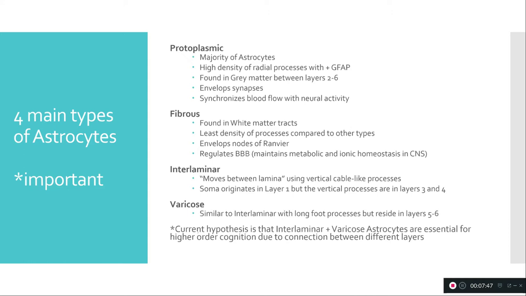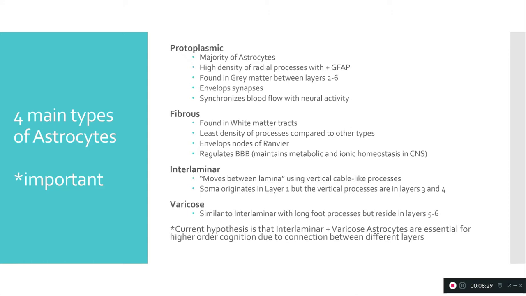Okay. Interlaminar astrocytes. They're going to move between lamina. So interlaminar, it gets it from the name, using vertical cable-like processes. So in this case, their processes are oriented in a specific way. And their soma, again, soma means body, so the body of the cell, originates in layer 1, but the vertical processes that they have are in the layers 3 and 4. So they can really extend those processes, hence interlaminar. Okay. Varicose. So similar to the interlaminar with long foot processes, but they reside specifically in layers 5 and 6. So those last two layers.